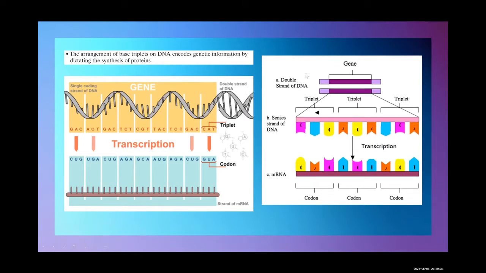So the arrangement of base triplets on DNA encodes genetic information by dictating the synthesis of proteins. So what you're dealing with here is, here's a gene. Okay, this gene is this whole portion of this strip of DNA. And of course, your DNA is actually on chromosomes, right? And we haven't even gotten to that, but we'll talk about that a lot more next year in biology.